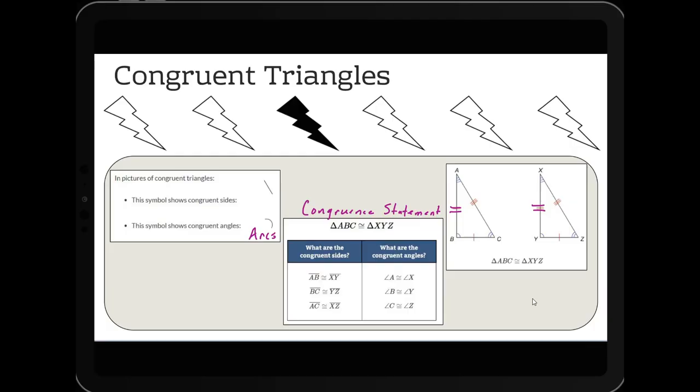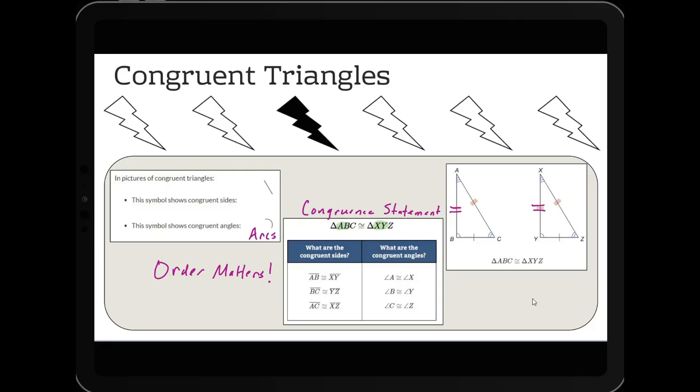But the congruent statement also can tell you that too, because the order matters, right? So you want to be very careful here. Order matters when you're looking at a congruence statement. For example, if you look at the segment AB, on the congruent statement they are the first two letters of that statement, and XY for that triangle are its first two letters. So AB matches up with XY.